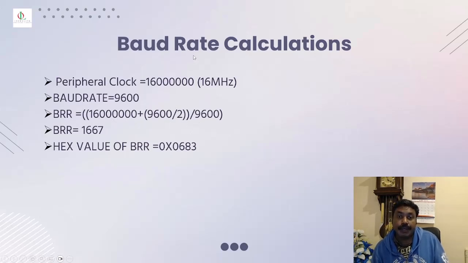So we are learning about BRR, and this is the formula. If you do the math and calculate, you will get the value. You end up getting 1667, and if you convert this decimal value to hex, you get 0x0683, and this is what you have to load into the register, which you will learn shortly in the program.